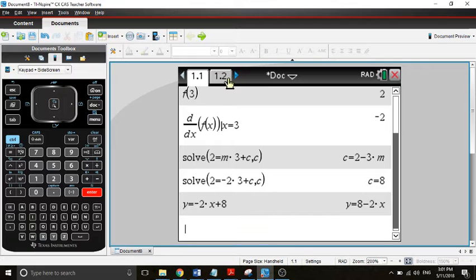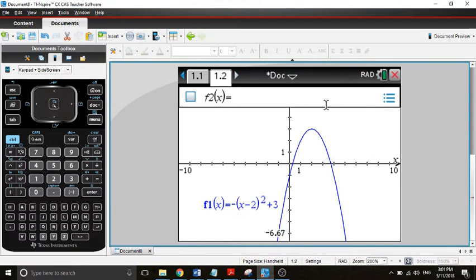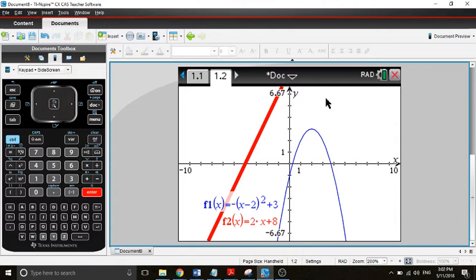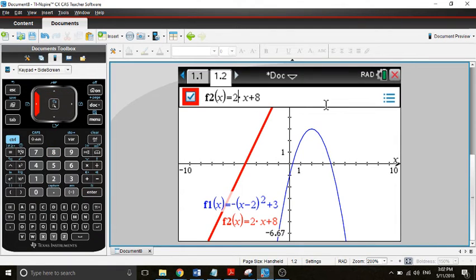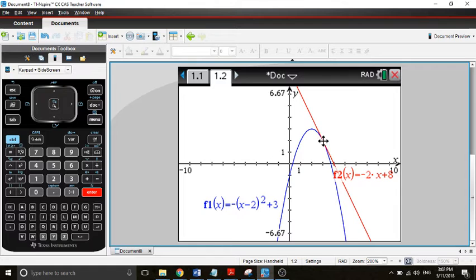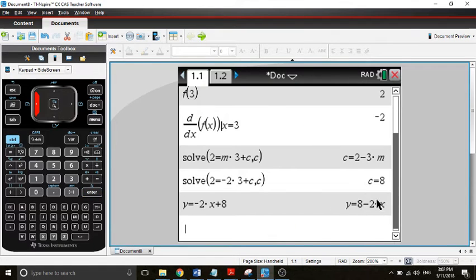Negative 2x plus 8, let's just check that. And there we've got our tangent right there. So we're at negative 2x plus 8.